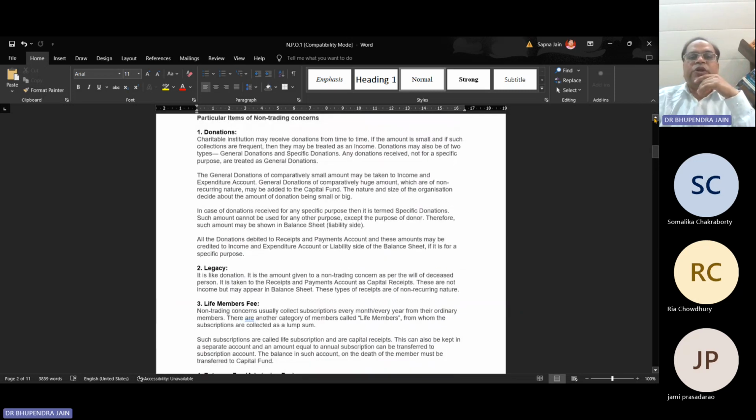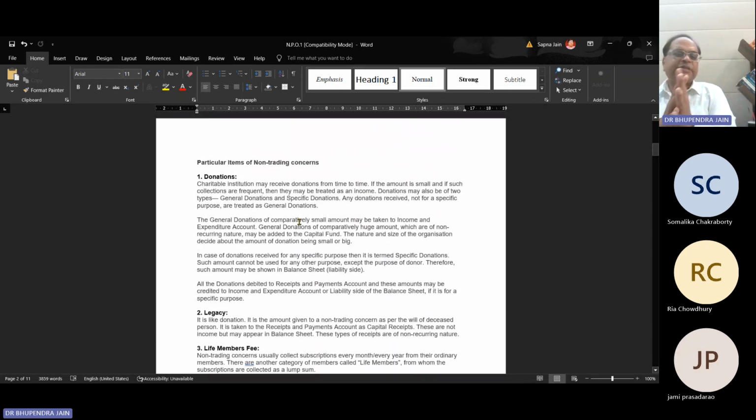Next is the donation. Clear? So, as we discussed in the last class, there are two types of donation. Number one is the general donation, and number two is the specific donation. If the donation is received by the society or the firm for a general purpose, then such donation is treated as income. If the donation is received for a specific purpose, then we will transfer it to the liability side of the balance sheet.